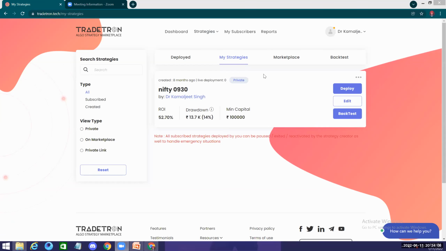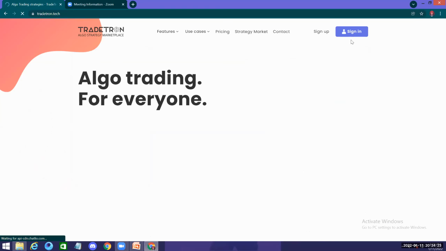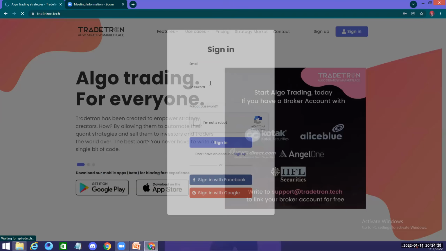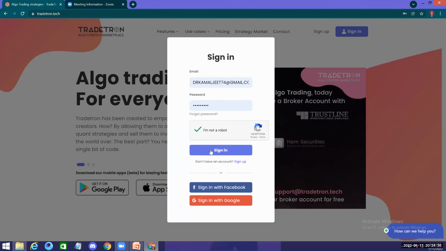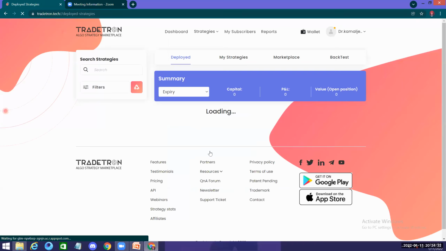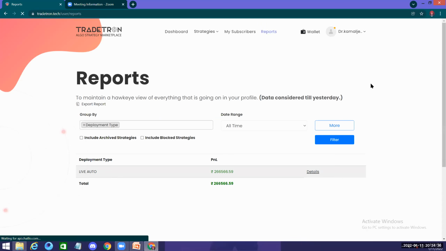Okay, now this is one of my paper trade accounts. It's not my actual account. Now let me show you my actual account, then I will show you how you get into it. I had shown it previously also that I do a lot of algo. I have my own account which is dedicated to algo. Now let me go and show you the reports directly.